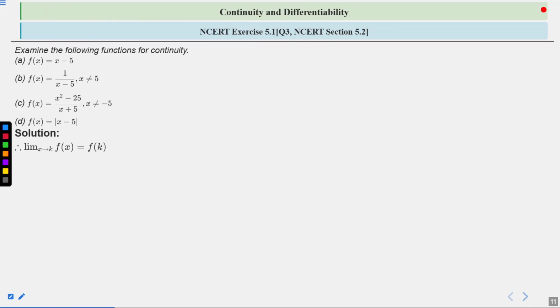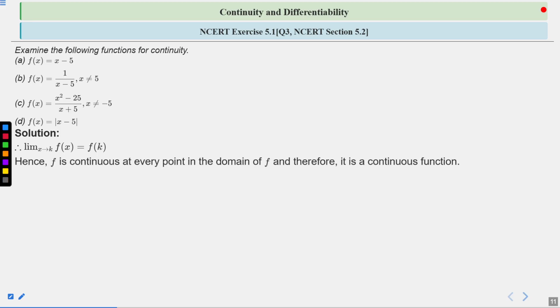Therefore, the limit as x tends to k of f(x) is basically equal to f(k). Hence, f is continuous at every point in the domain of f, and therefore it is a continuous function. Hence, we can say that f is continuous at every point in the domain of f, and therefore it is a continuous function.